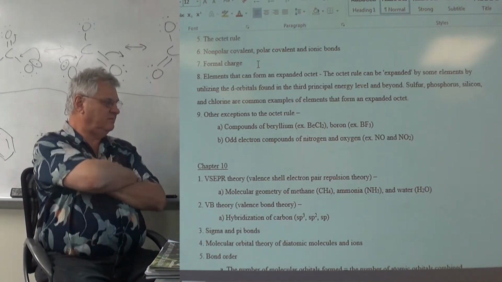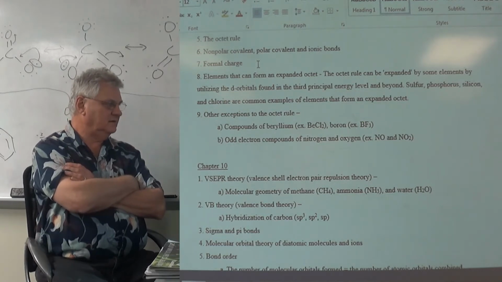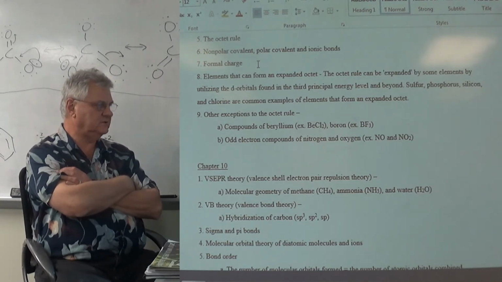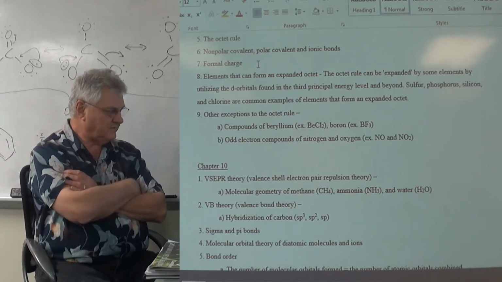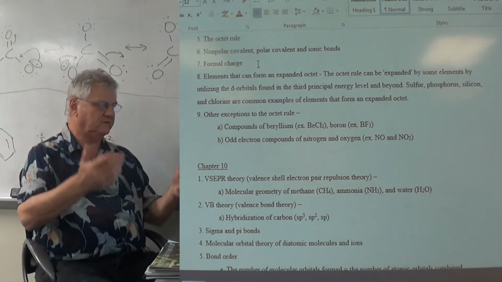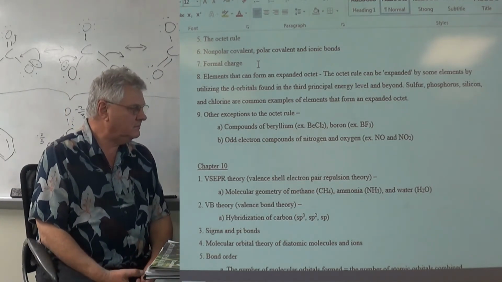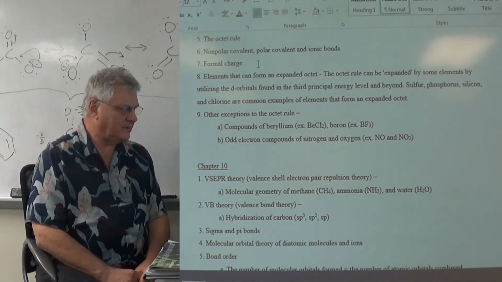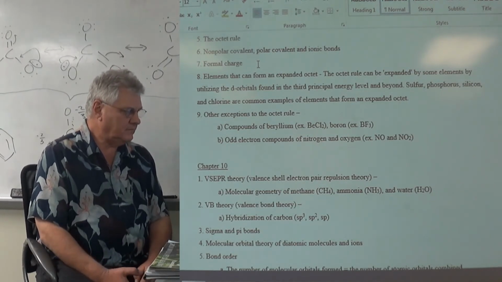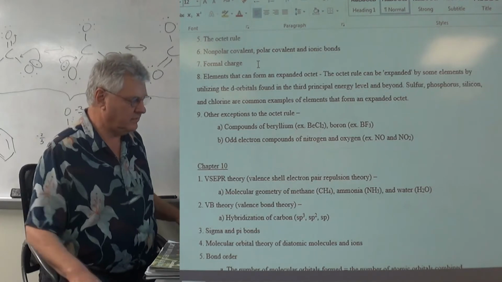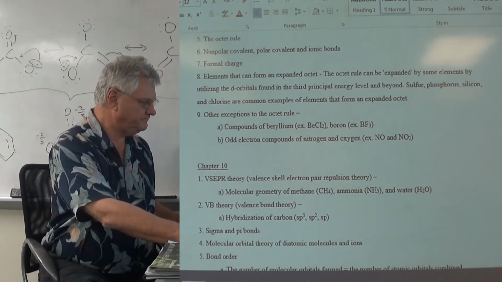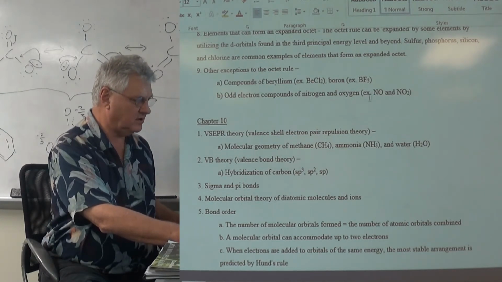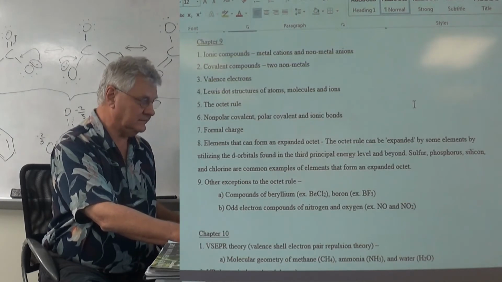Also, this is qualitative. Elements that can form an expanded octet: the octet can be expanded by some elements by utilizing d orbitals found in the third principal energy level and beyond. So examples of elements that can expand their valence shell are sulfur, phosphorus, silicon, and chlorine. And then other exceptions to the octet rule we looked at: compounds of beryllium and compounds of boron. They have fewer than an octet. And then another exception to the octet rule is odd electron compounds of nitrogen and oxygen. And that's kind of all there is to that.